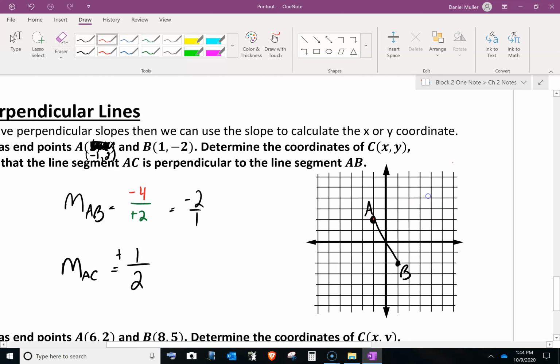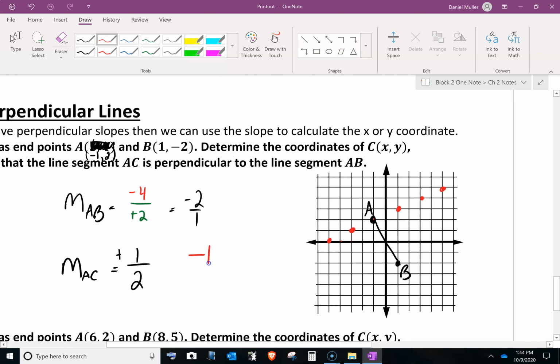And that's kind of how we do these things. Up 1, 2 to the right, up 1, 2 to the right, up 1, 2 to the right. But we need to go in the other direction. So I'm going to keep with the pattern. I'm going to go down 1, 2 to the left. Down 1, 2 to the left.